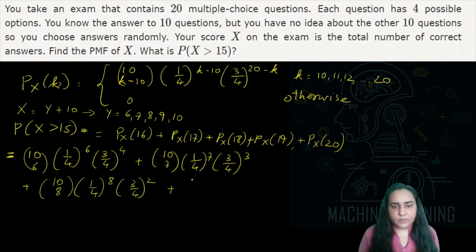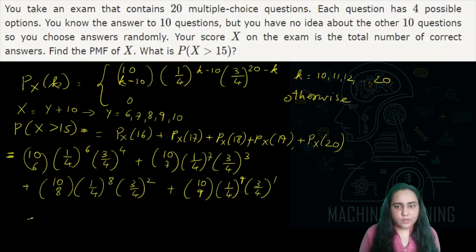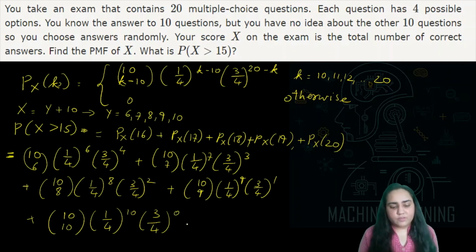The fourth term is going to be 10c9, and then 1 by 4 raised to 9, and 3 by 4 raised to 1. And finally, the last term, where all the answers are correct, that is just going to be 20 minus 10, 10c10, and 1 by 4 raised to 10, and 3 by 4 raised to 0. So if you evaluate all this, then you will be getting your final answer. And I'm going to leave it at that for you.